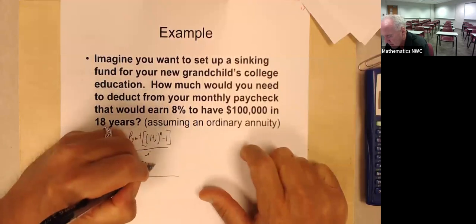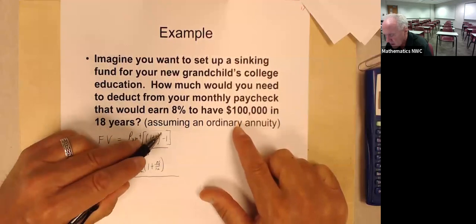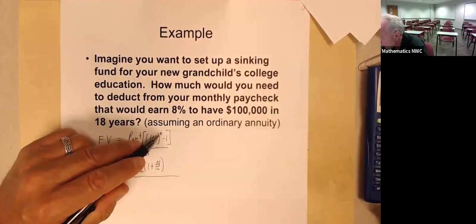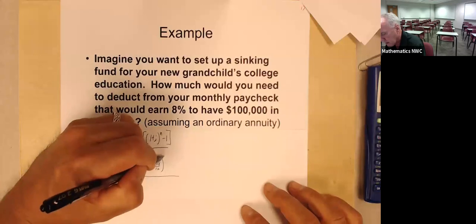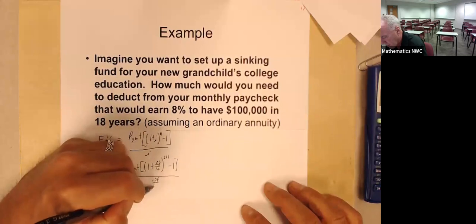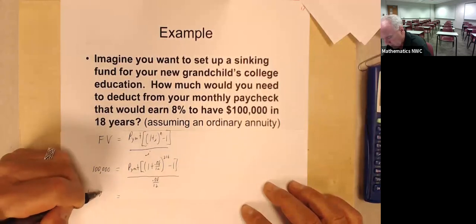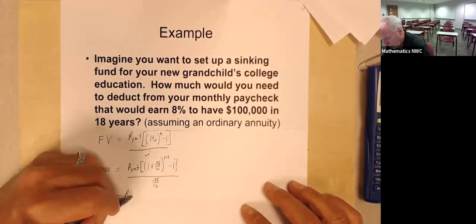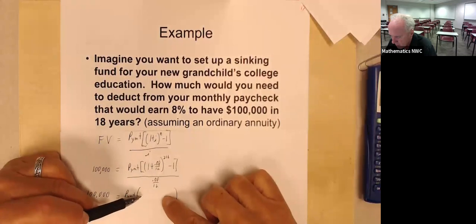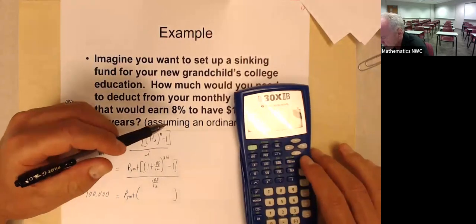I was 8% monthly, which means divided by 12. 18 years times 12 is N. So I got to take 18 times 12, 216 months that'll be, divided by the same I. I need to get all of these numbers into one number, then divide it into 100,000 to get my payment. So I'm going to do that from the inside out here again.